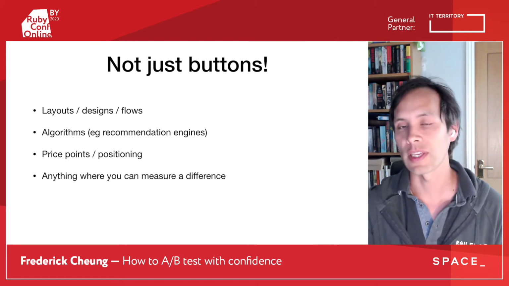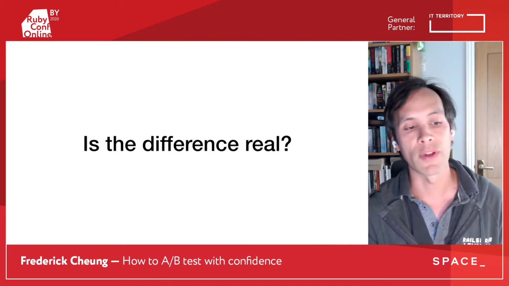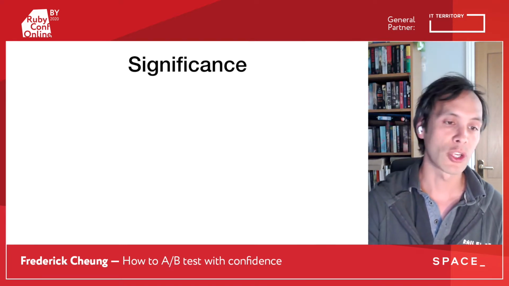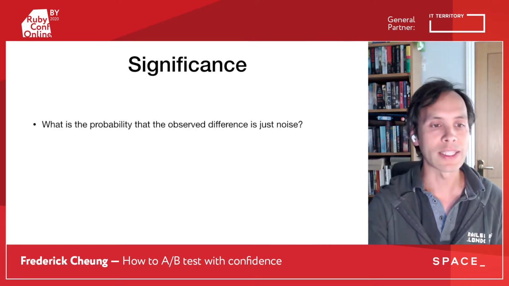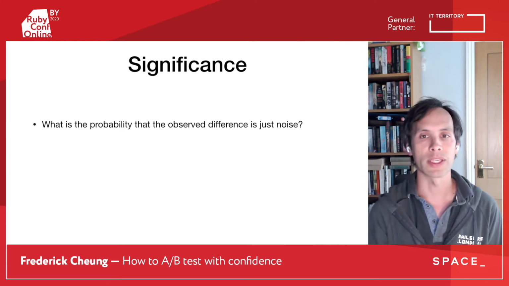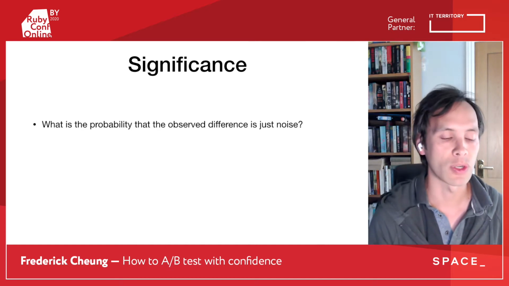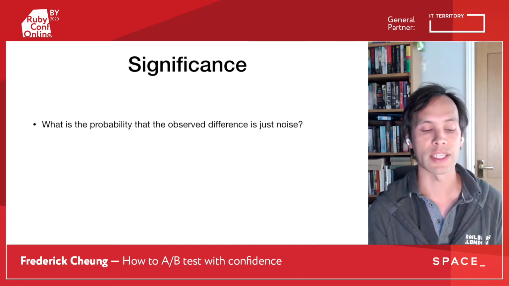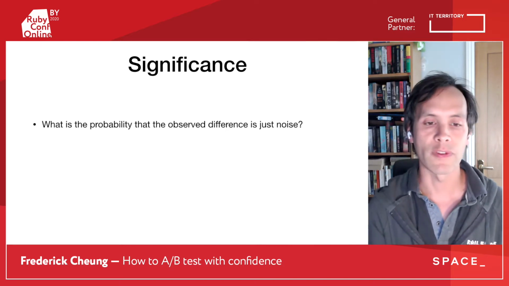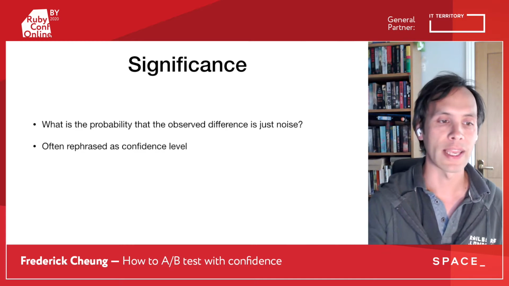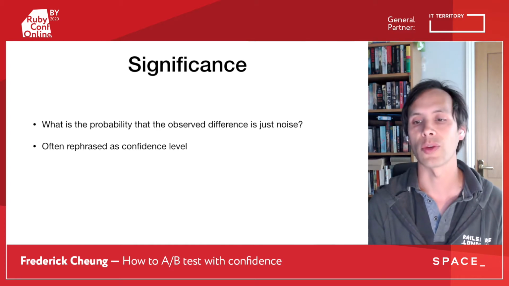Once you've got that difference, obviously the key question is, is that difference real? Or is it just a random fluctuation between the two groups? So the concept here is significance. And what that really means is, what is the probability that the observed difference is just noise? So people will say, oh, we want a p-value of 0.05. That means you want the probability that the difference is random, that it's not a real difference, to be 0.05. People often speak about that the other way around. So instead of saying 0.05, let's say we want to be 95% confident that the difference is genuine.